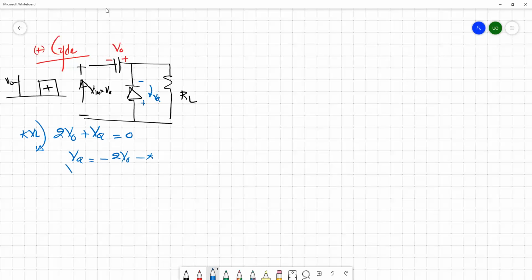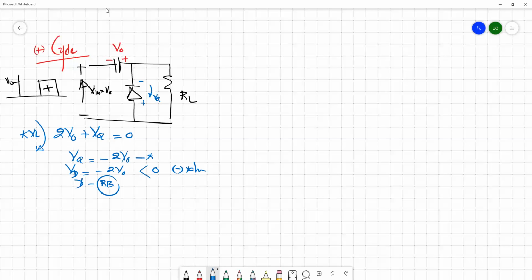So this is the actual voltage across the diode, which is equal to 2 V naught, which is actually less than 0, kind of a negative value. So if we apply a negative voltage across the diode, we know that definitely the diode gets reverse biased. So now the diode is definitely reverse biased.